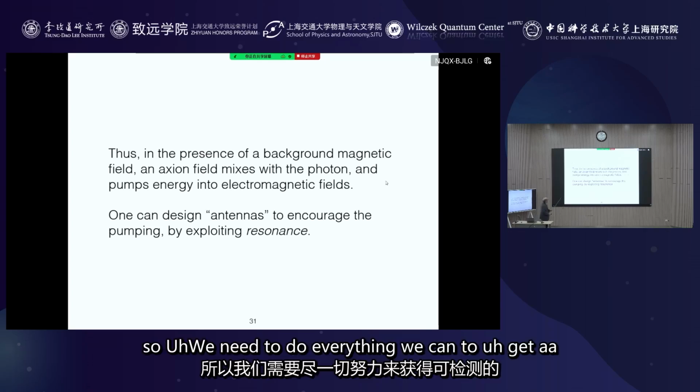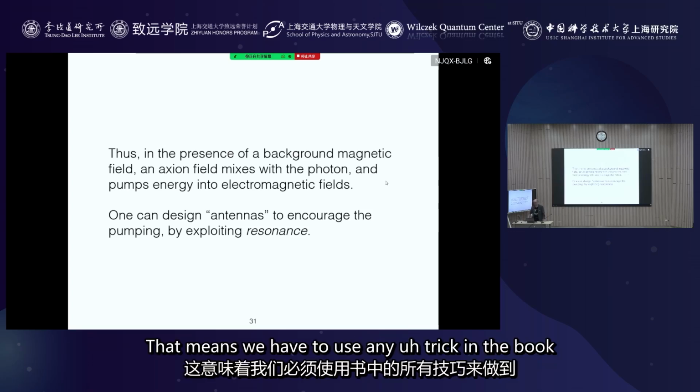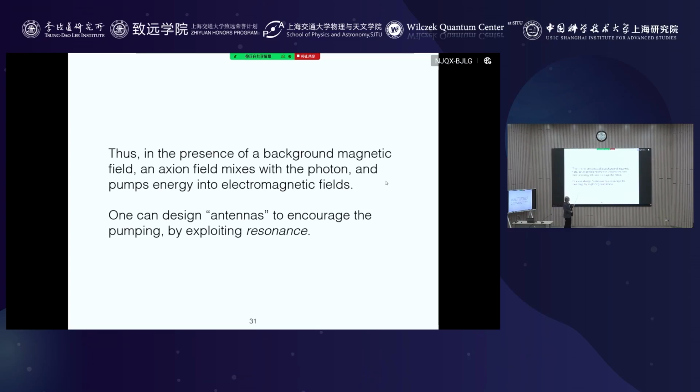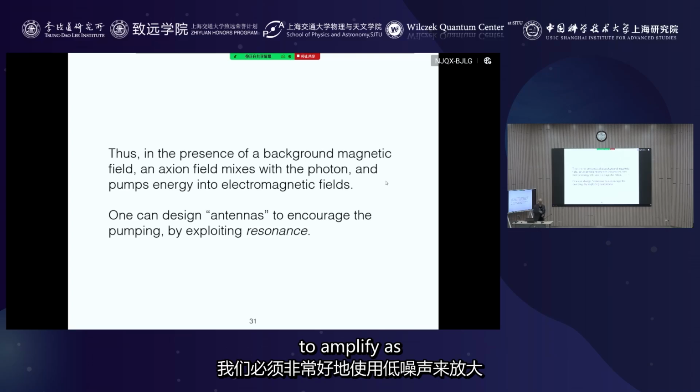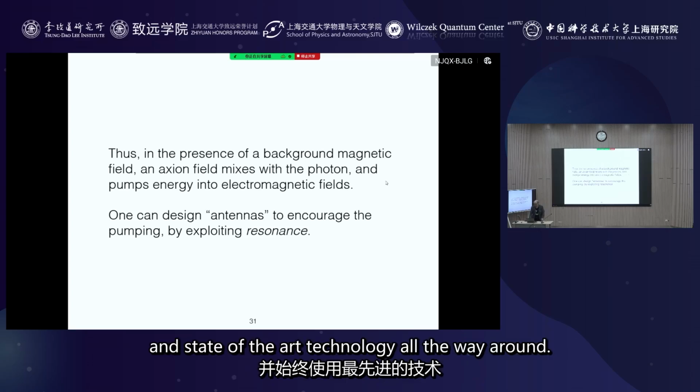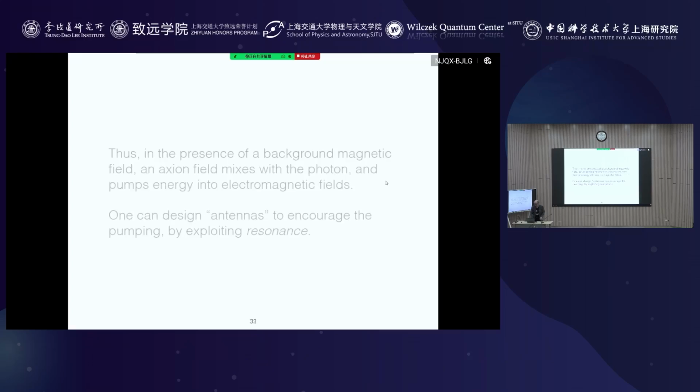So we need to do everything we can to get a detectable signal. That means we have to use any trick in the book in order to do that. And also we have to be very good about using low noise amplifiers and state-of-the-art technology all the way around.